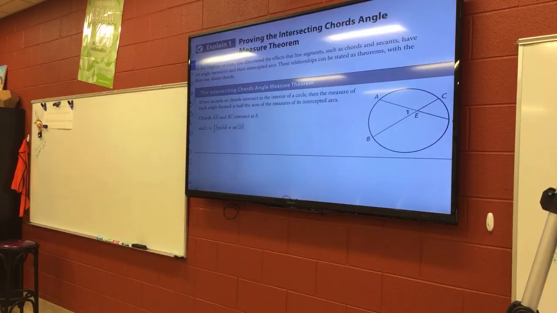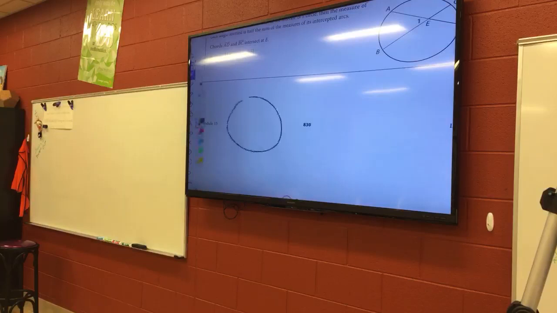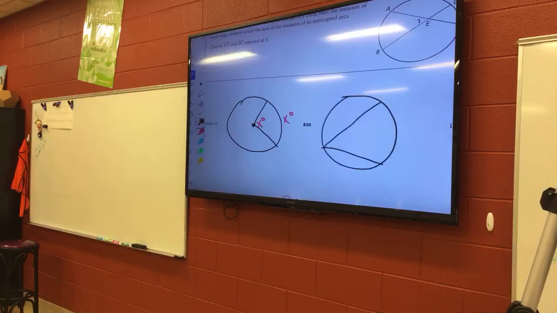So in this lesson, I want to recap that if I have a central angle, the intercepted arc is the same, right? If I have an inscribed angle, it is half of the intercepted arc.